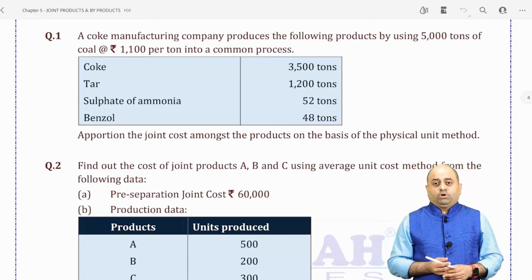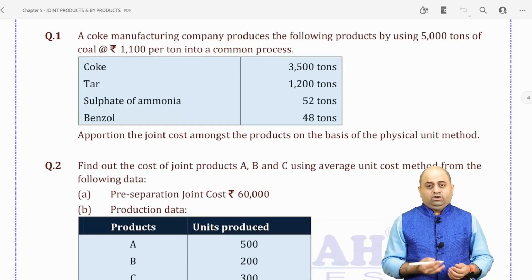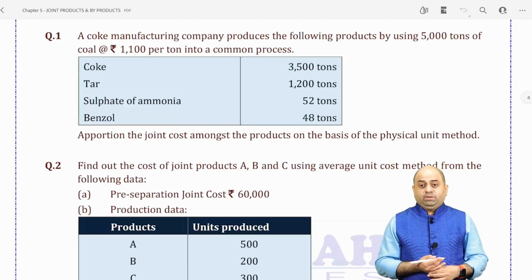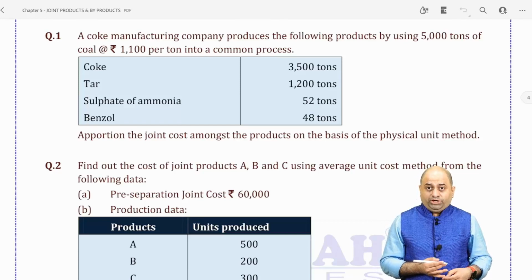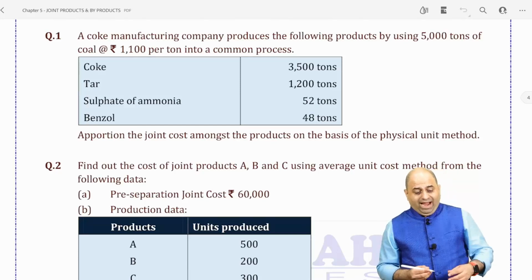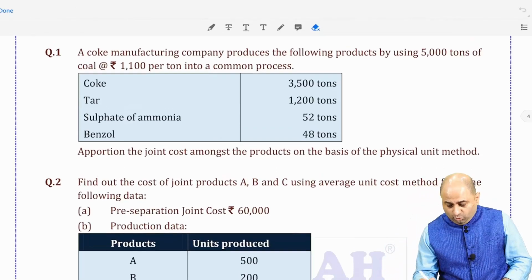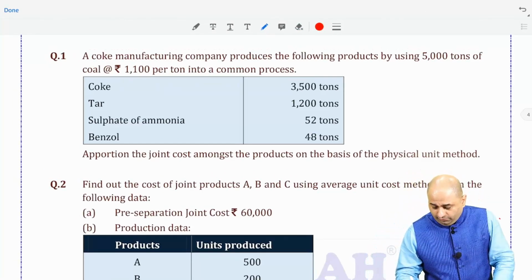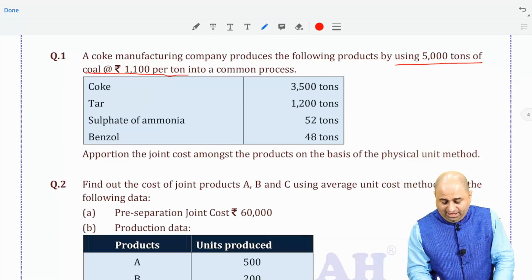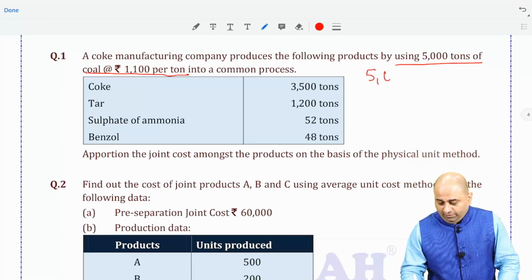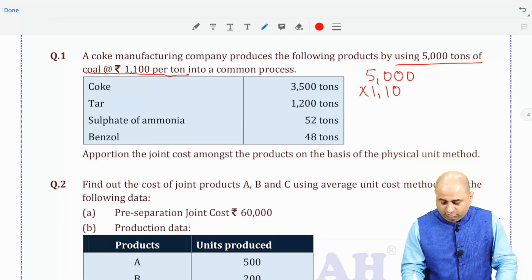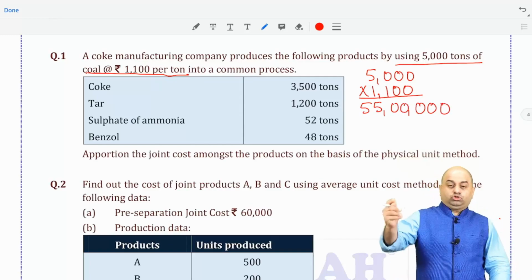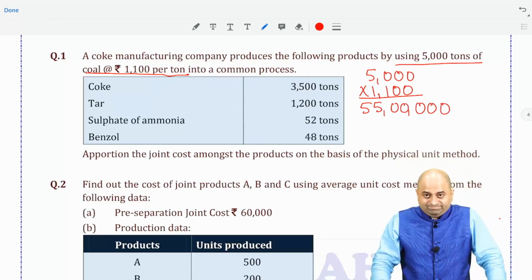In the first problem, you are told physical unit method, we can apportion the cost on the basis of output. Please remember, some people also prefer to apportion this joint cost on the basis of input. You had to calculate joint cost here. I'll remind you, you are using 5,000 tons of coal at 1,100 per ton. So 5,000 into 1,100, 55 lakhs. That becomes your joint cost in this question.